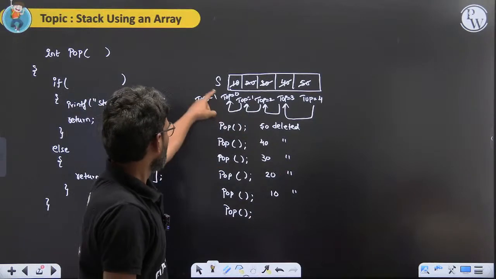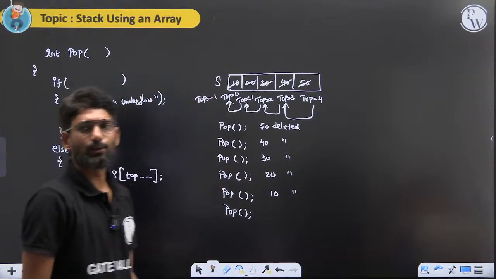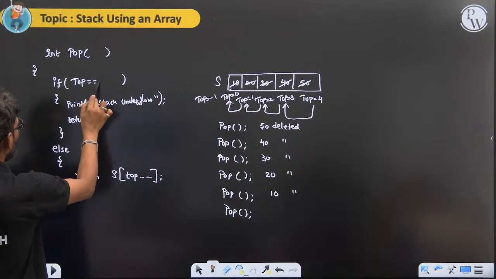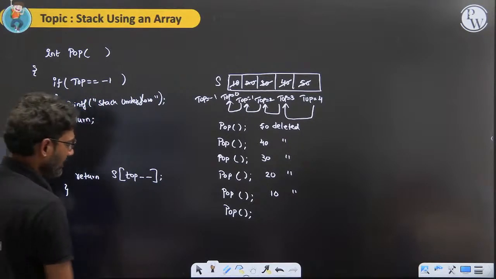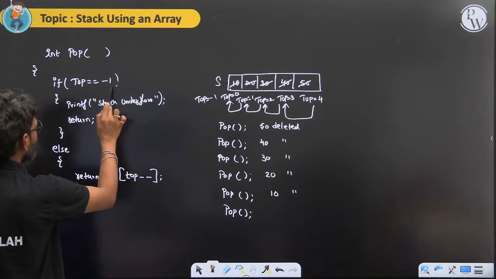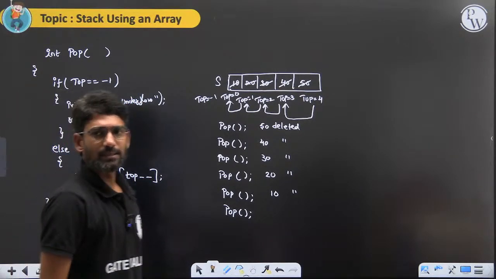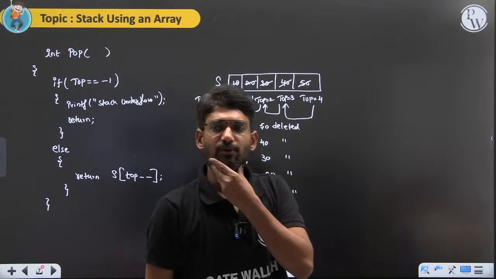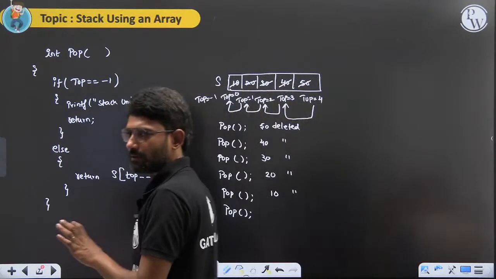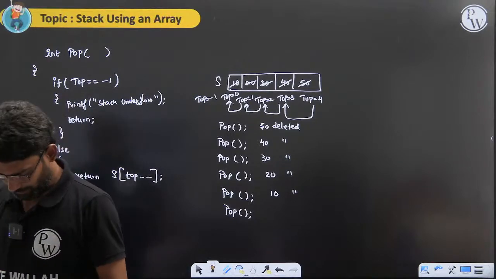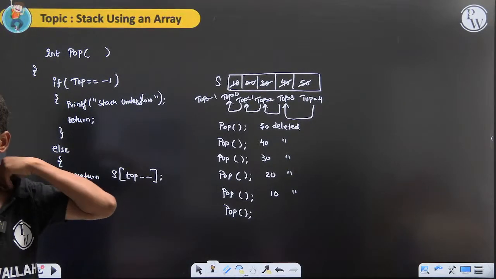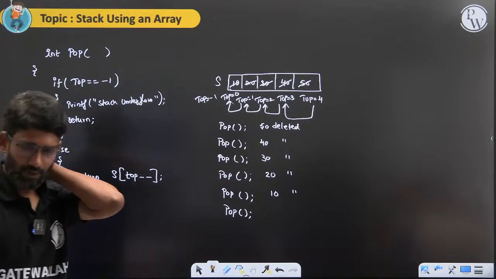When the top is equal to -1, that means there are no elements in the stack, so it is giving me underflow message. Underflow message. Do you understand this? How I am writing the code? Everybody?